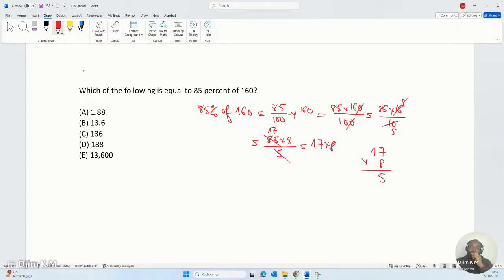8 times 7 is 56. And 1 times 8 plus 5 will be 13. So we have 136. Answer C.